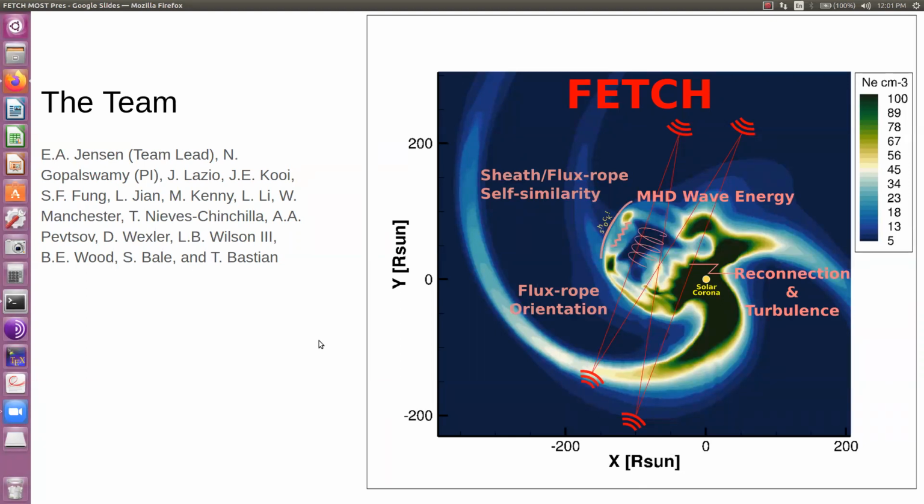So first question is can you see my pointer moving around? Yep. Yes. Yes. Okay. All right.